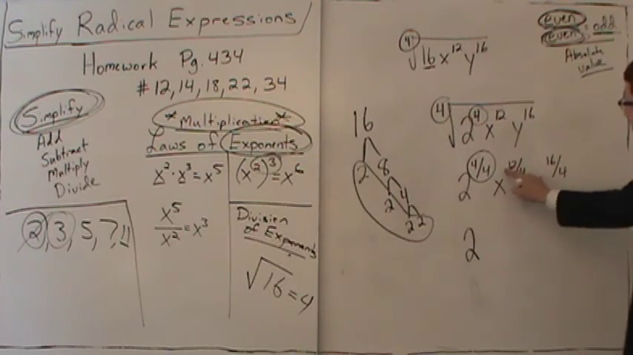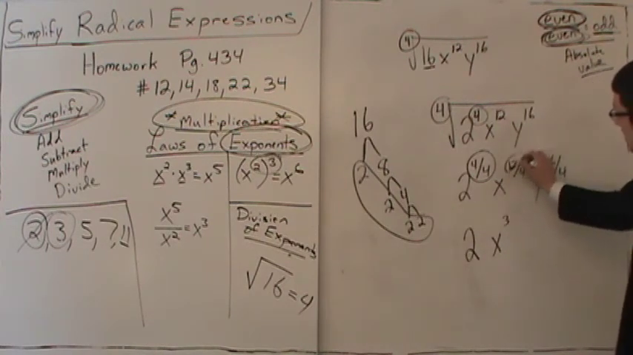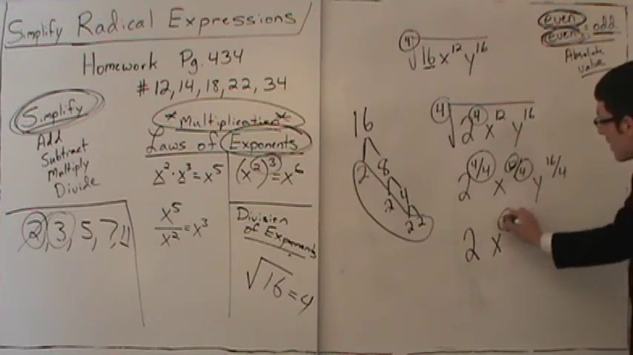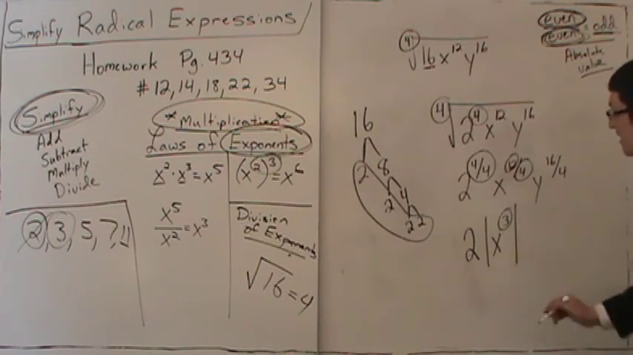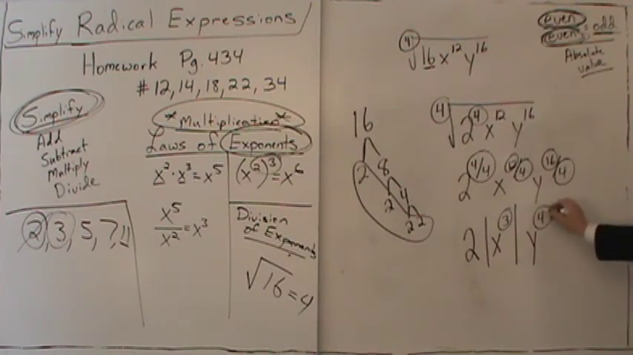And 12 divided by 4. 12 divided by 4 gives 3, so we get x to the third. Did we have even divided by even resulting in an odd? Yes. So go ahead and put absolute value around this. And 16 divided by 4. 16 divided by 4 is 4, so we get y to the fourth. Notice we have even divided by even. However, the result is what? The result is even, so this does not get absolute value.